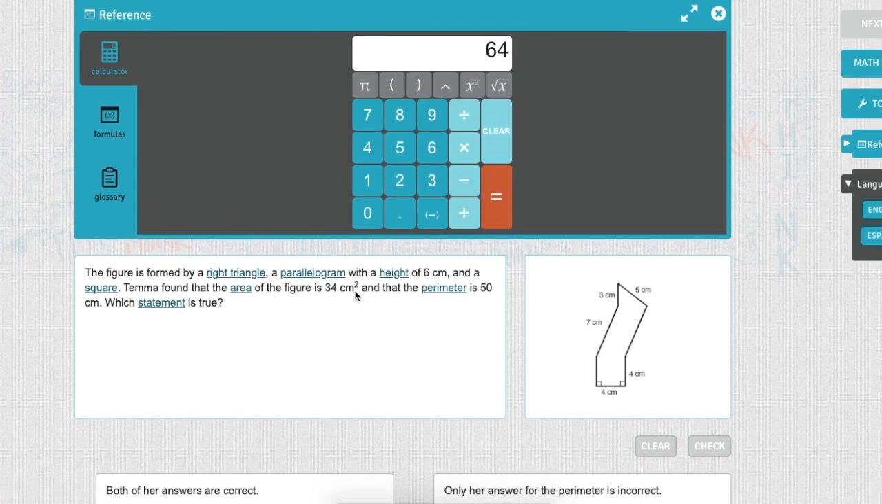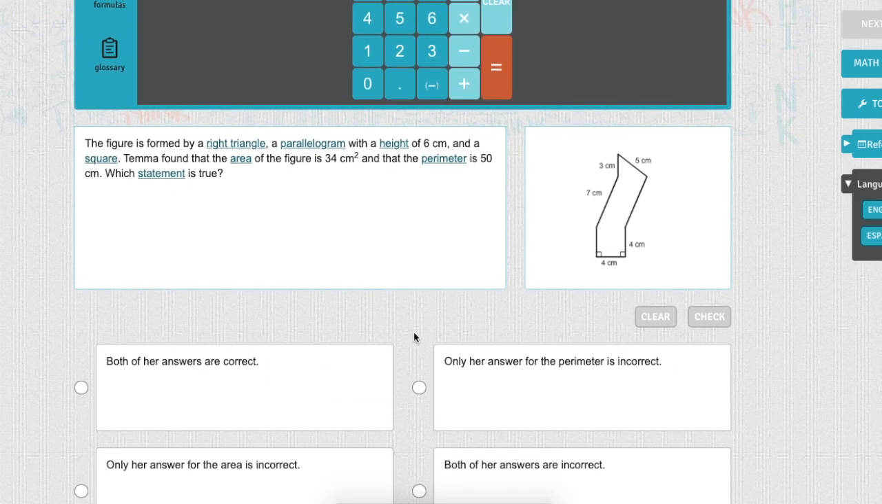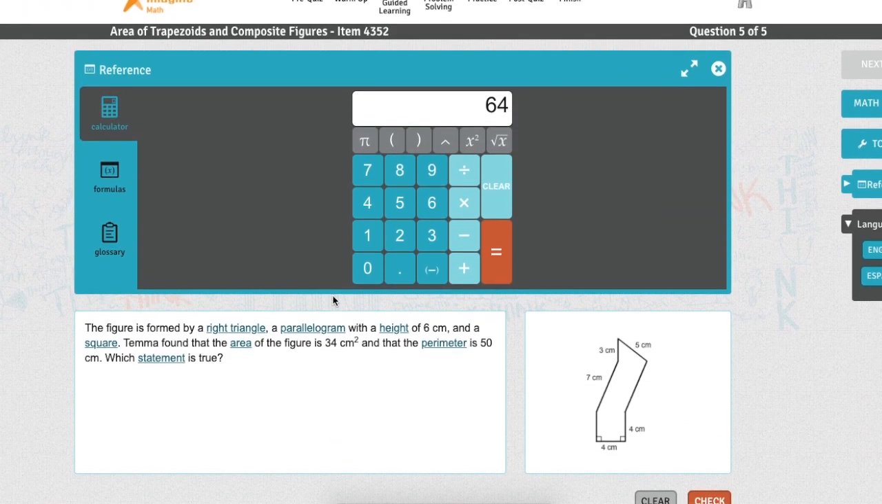Do we agree? I don't. I don't think that her area is correct. So I'm going to say only her area is incorrect right now, and then we're going to count. We're going to count for the perimeter. We're looking for the outside.